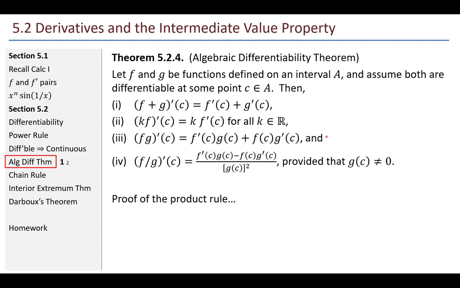We've seen theorems like this one, the algebraic differentiability theorem, in a variety of contexts now. We saw it for sequences, we saw it for functional limits, we saw it for continuity, and now we have it for differentiability at a point. We see the sum rule, the constant multiple rule, the product rule, and the quotient rule. For homework, you are asked to prove 1 and 2. For right now, let's take a look at 3 and see a quick proof of how the product rule works.